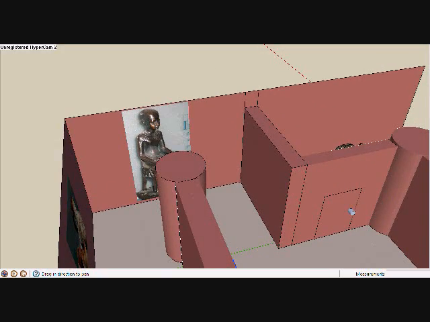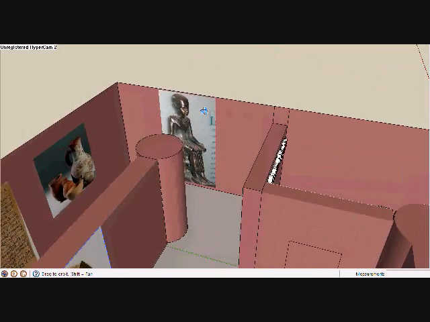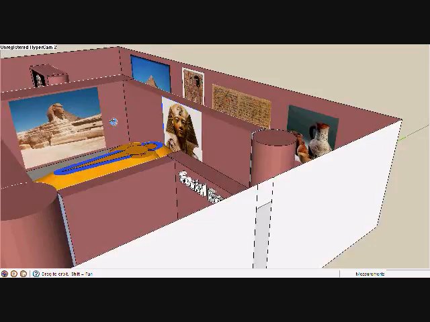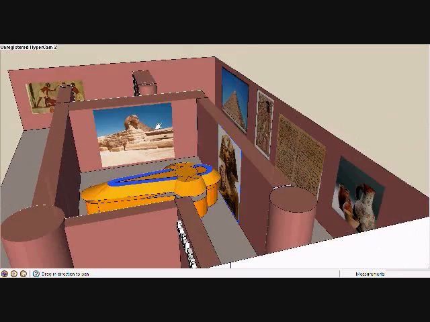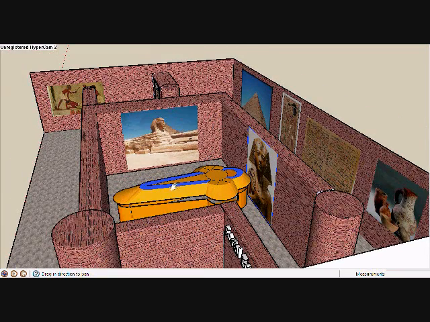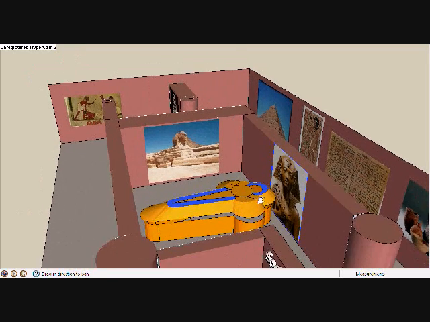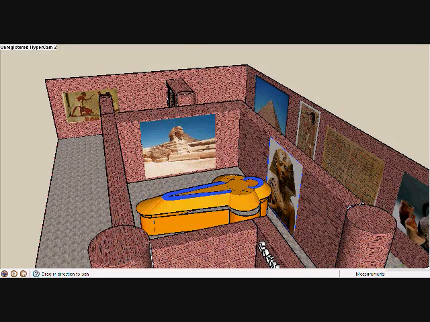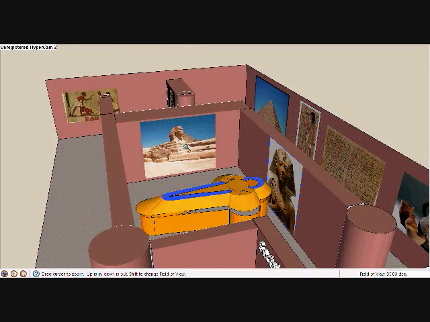In this final room of the exhibit right here, I may be taking too long, so this might be cut out, but it is just the Pharaoh's room, and we have from the 3D warehouse, the Pharaoh's sarcophagus. Obviously, it's not the exact replica, but it kind of gives you an idea of what it actually was.